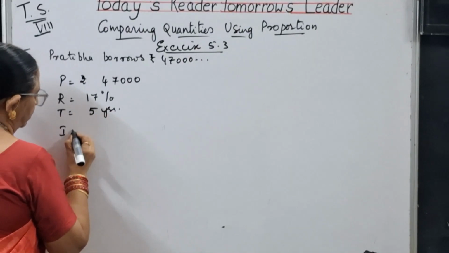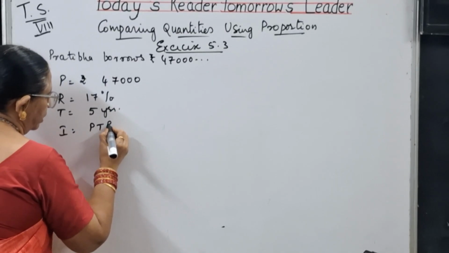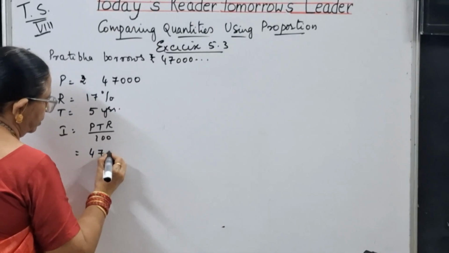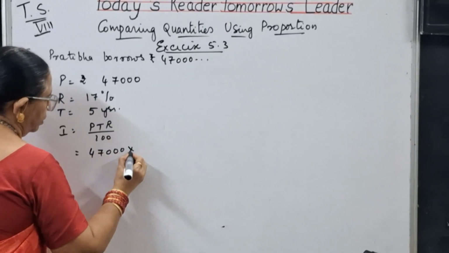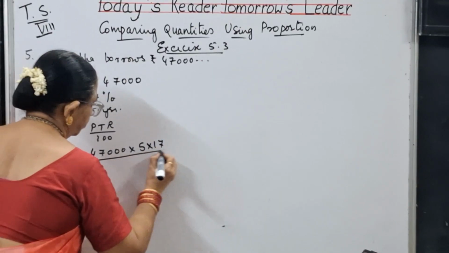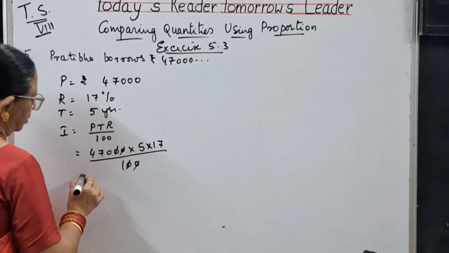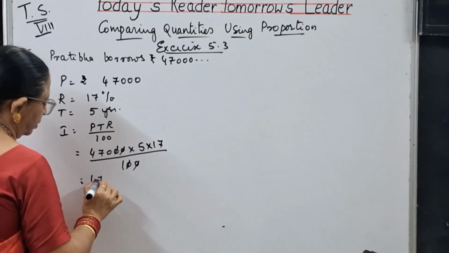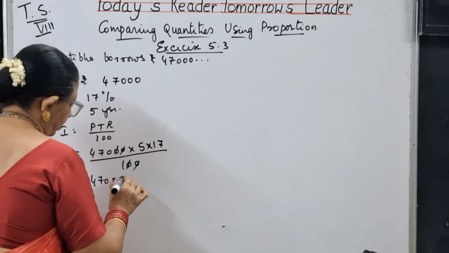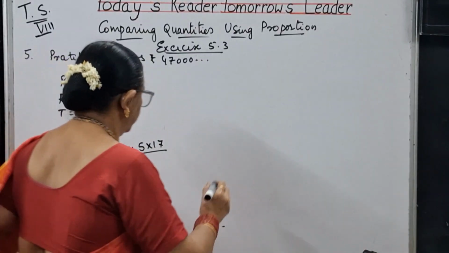So first find out interest. Simple interest. I is equal to PTR by 100. That is 47000 into time 5 into rate 17 by 100. Two zeros will get cancelled. So you are getting 470 into 17, 5s are 85. So how much are you going to get, children?